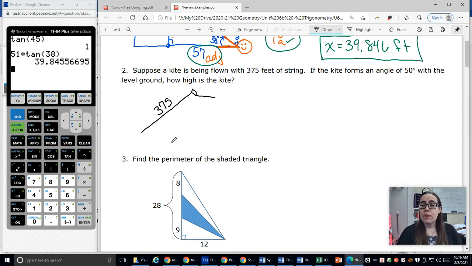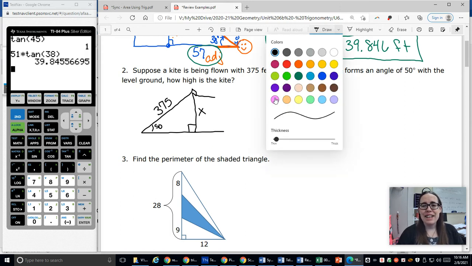375. And we form a 50-degree angle with the ground. So this angle right here is 50 degrees. How high is the kite? So what is this distance to the ground? Okay, let's label our triangle and find out.